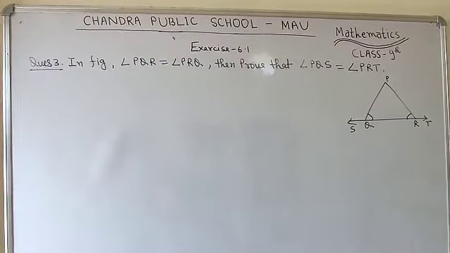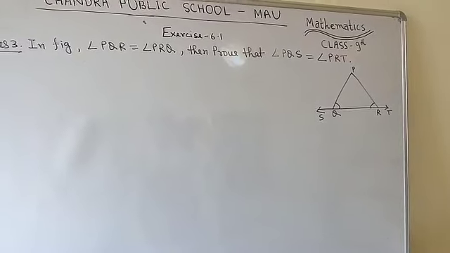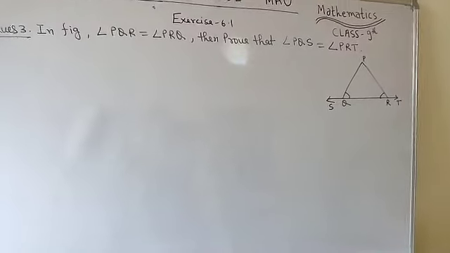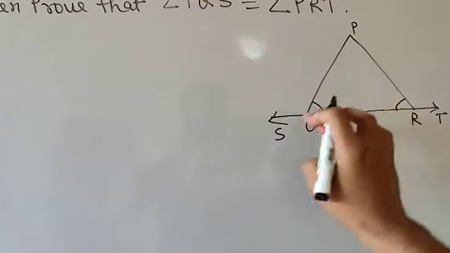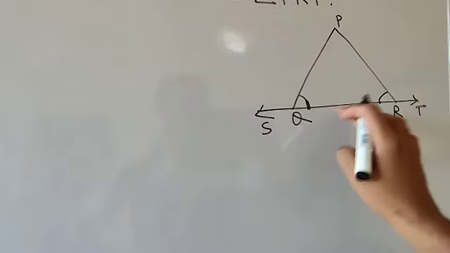Now students, here is question number 3. It is given that in the given figure angle PQR equals angle PRQ, then prove that angle PQS equals angle PRT. Here the diagram is given. In this diagram it is given in the question that angle PQR, this angle, equals angle PRQ.